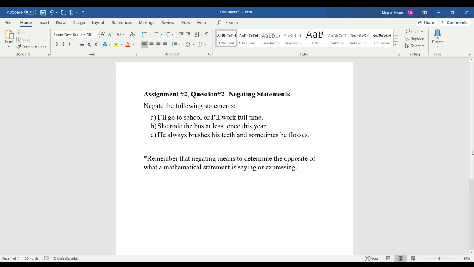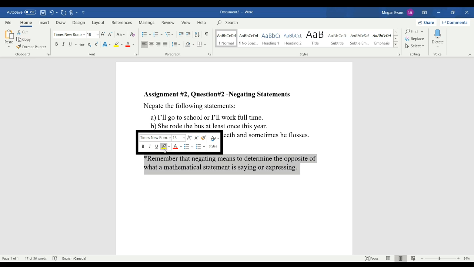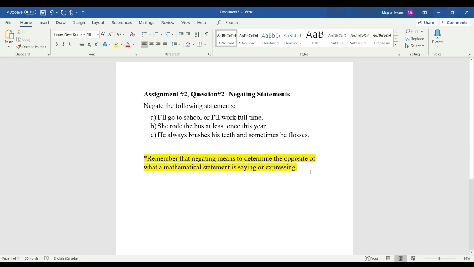So I just wanted to point out really quick before we begin negating those statements that we remember what negating even is. So negating means to determine the opposite of what a mathematical statement is saying or expressing. So that's exactly what we're going to do in our examples. So A today is going to be, I'll go to school or I'll work full time.